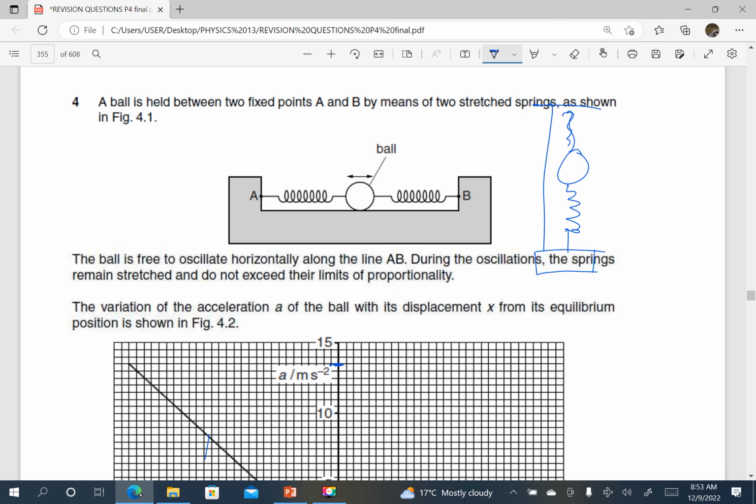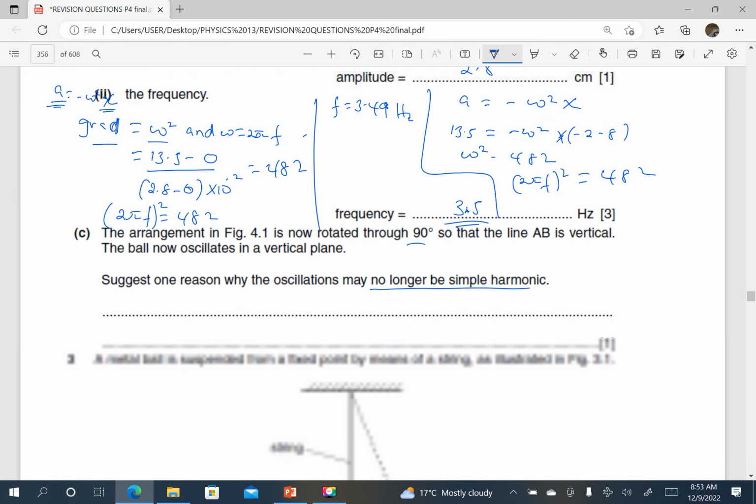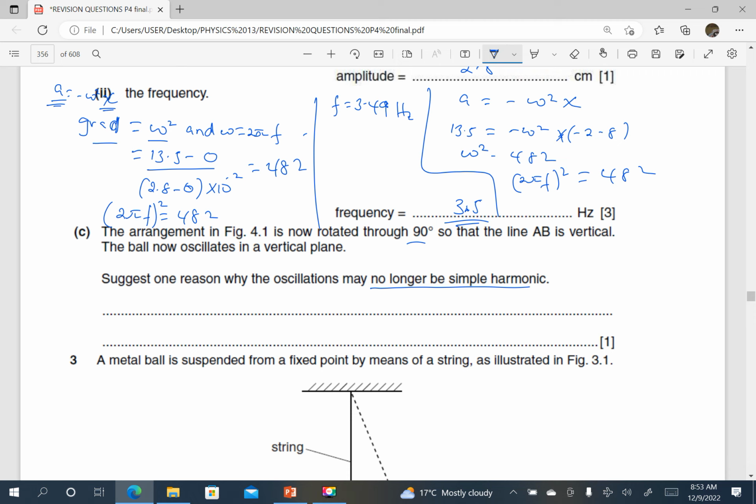Of course, here there is going to be the weight of this ball acting vertically downwards. So the lower spring may not be extended, yet the upper spring may be extended beyond the elastic limit. So we can simply say this may no longer be simple harmonic motion because the lower spring may not be extended, it will simply be compressed.